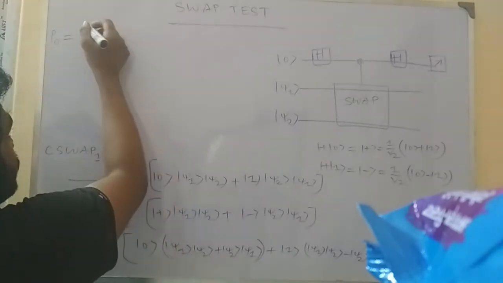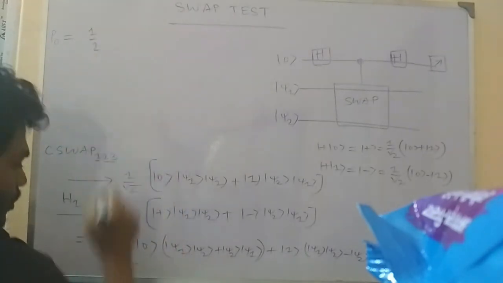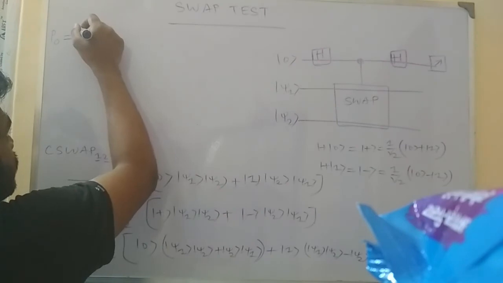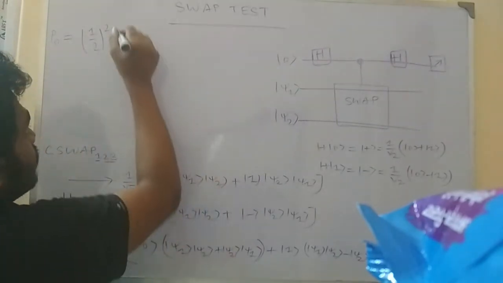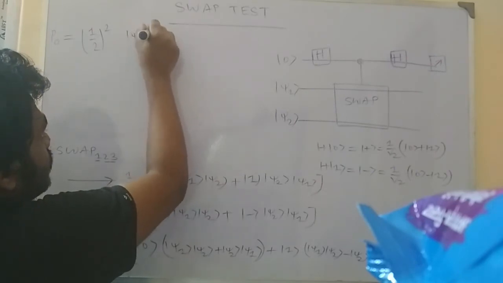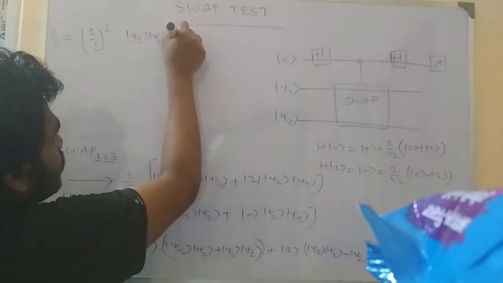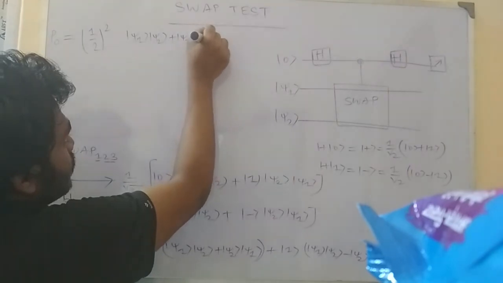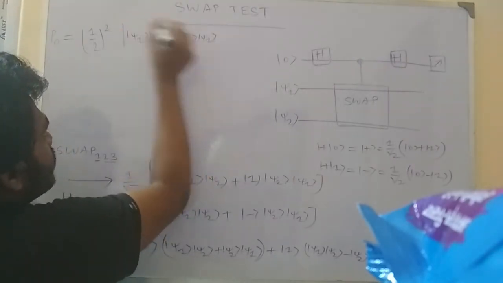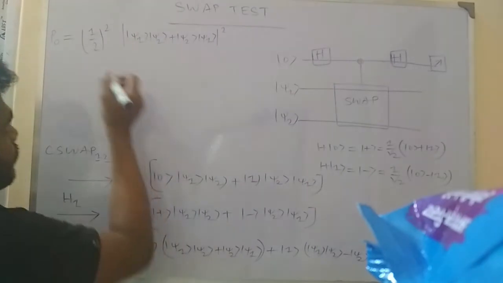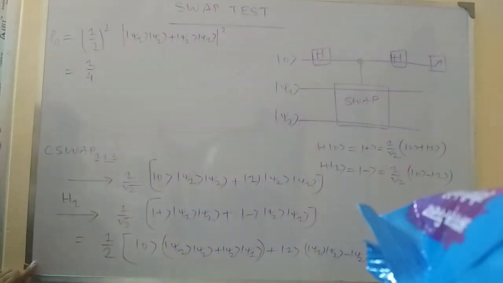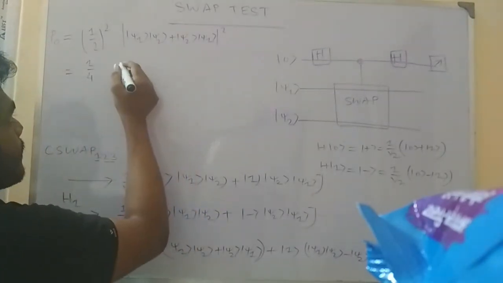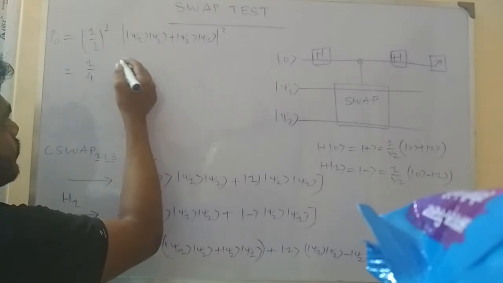So 1 by 2 will be squared, and then we have psi 1 psi 2 plus psi 2 psi 1, psi 1 psi 2 plus psi 2 psi 1, mod square, right? Of the mod square, this is 1 by 4, and here psi 1 psi 2 mod square will become 1, right?